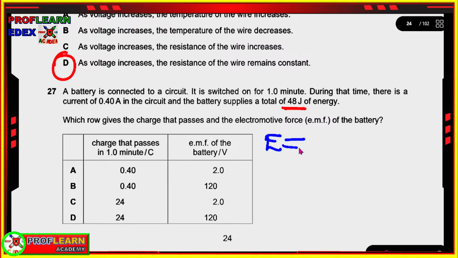Energy equals IVT. Energy is equal to IVT.